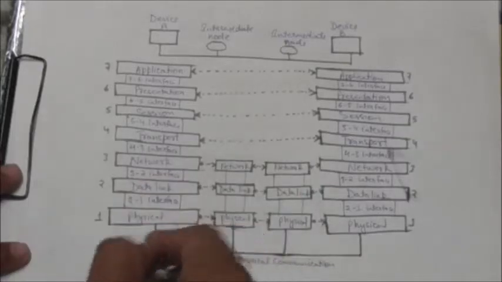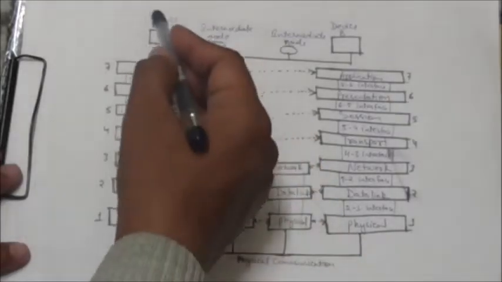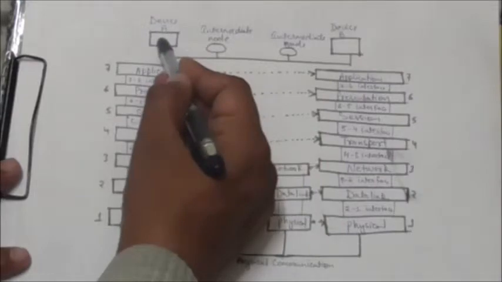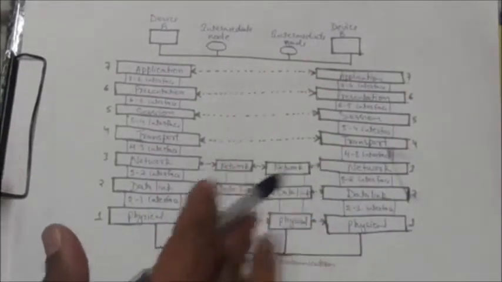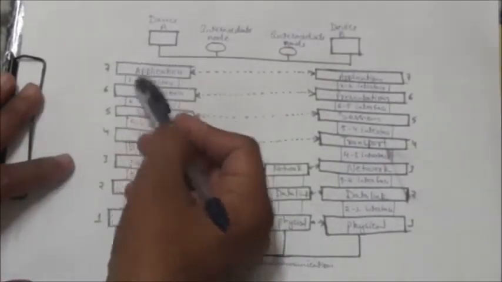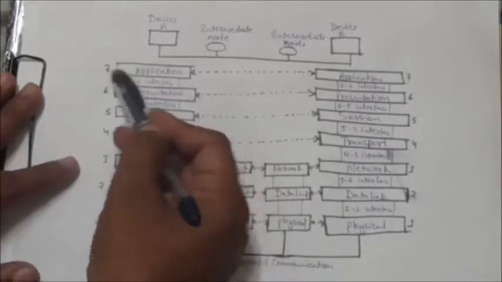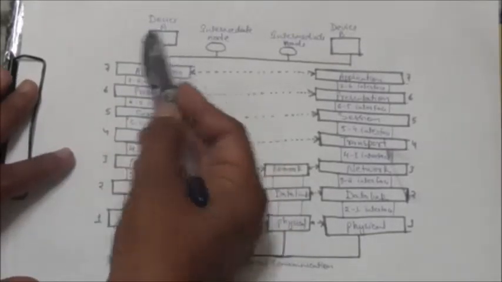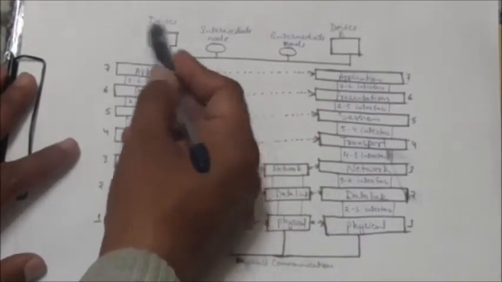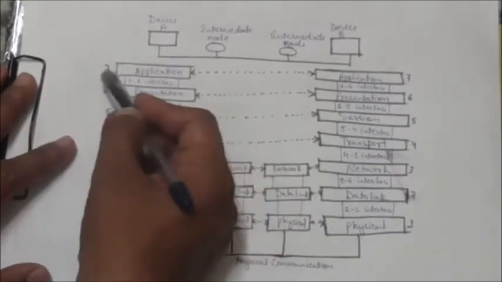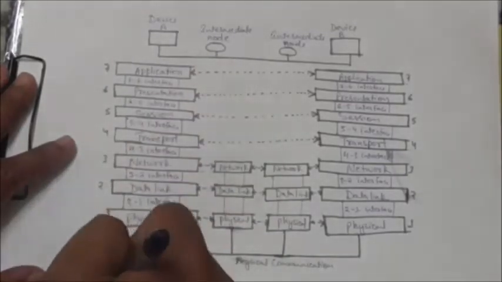Now see this diagram. Suppose here device A is the sender and device B is the receiver. Now let us see how device A sends a message to device B. The process starts at layer 7, which is the application layer of device A.